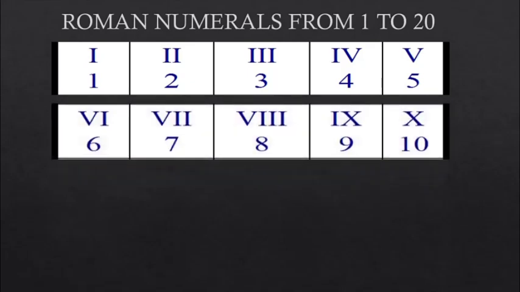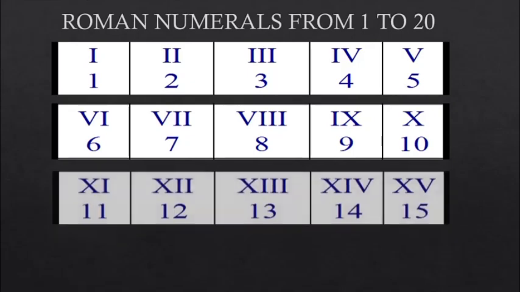6, you have 5, and then on the right hand side we have written 1. So that means 5 plus 1, which is 6. Same way 7 is also written and 8 is also written. Now look at 9. We have written 10 and on the left hand side we write an I. So that means as it is on the left hand side we need to subtract it. So 10 minus 1, which is 9, and then we have 10.